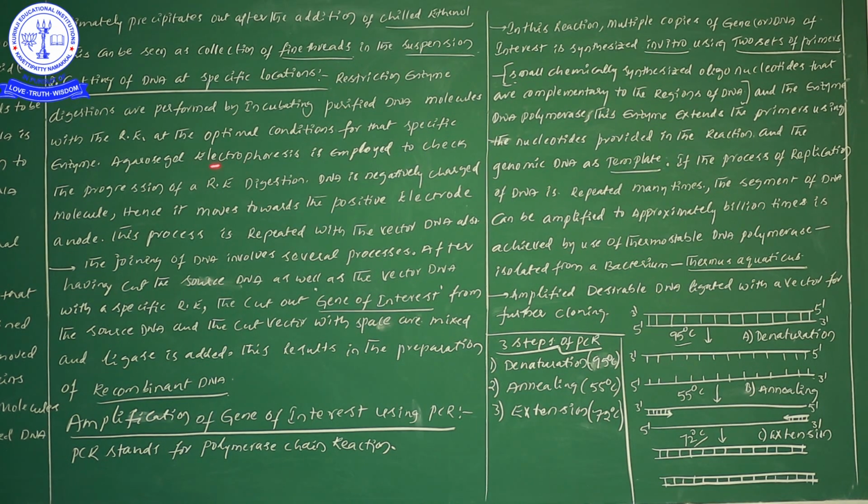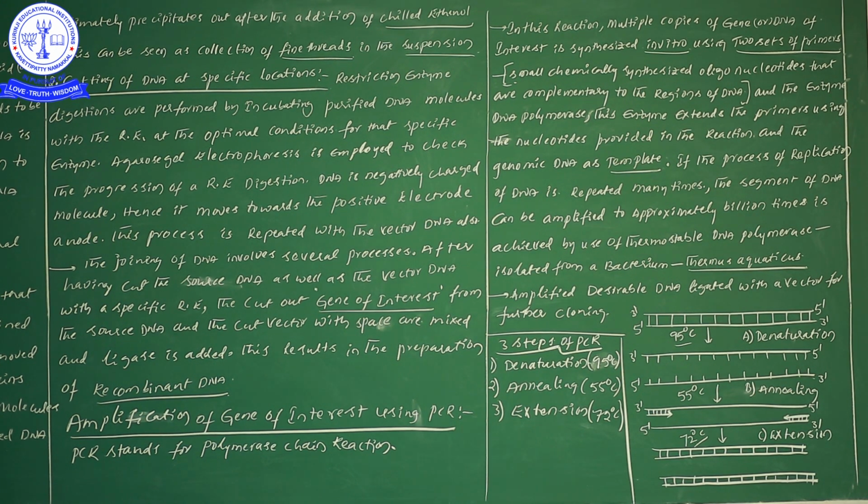In the gel electrophoresis technique, we will definitely use agar-agar gel, which is obtained from red algae. This gel electrophoresis is employed to check the progression of restriction enzyme digestion. Next, DNA is a negatively charged molecule. We have learned this point many times, and it keeps coming. So DNA is a negatively charged molecule.